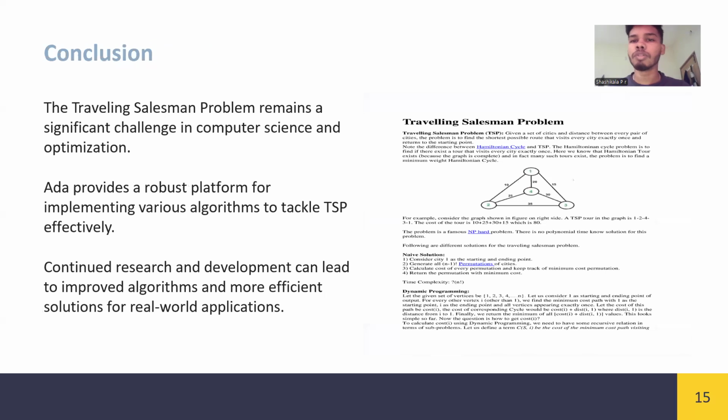So now the final conclusion about the TSP, that is the traveling salesman or Hamiltonian cycle formation. The traveling salesman problem remains a significant challenge in computer science and optimization. Ada provides a robust platform for implementing various algorithms to tackle the TSP effectively. Continued research and development can lead to improved algorithms and more efficient solutions for real-world applications.